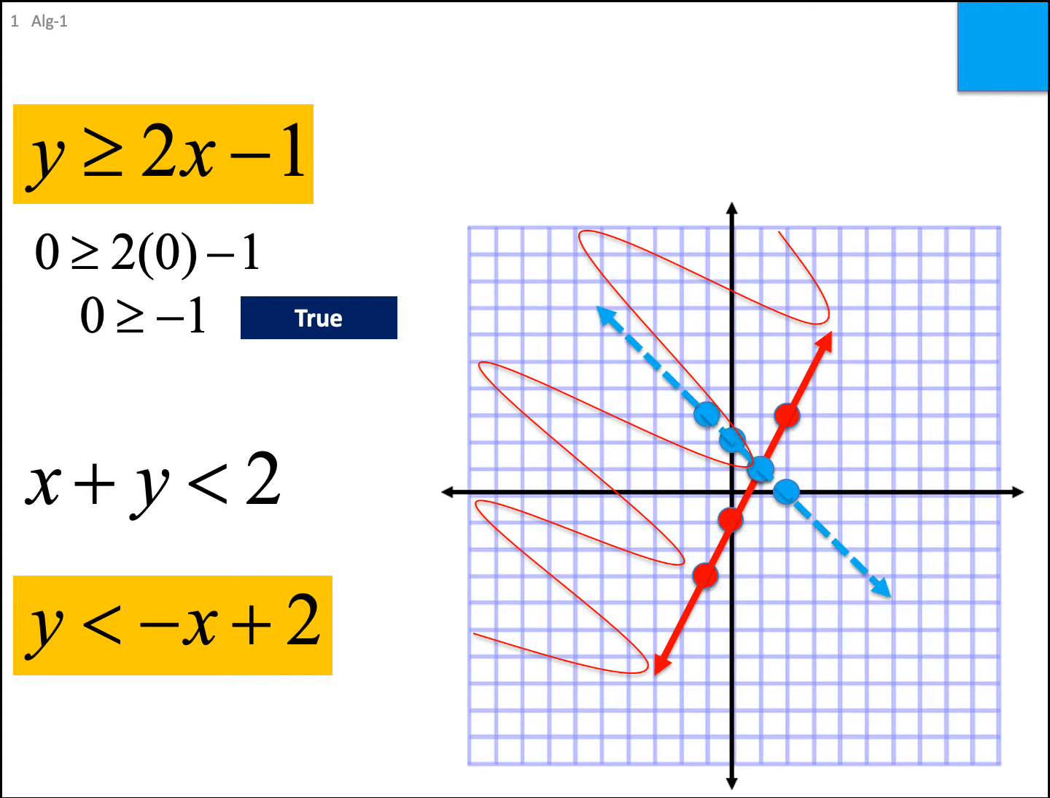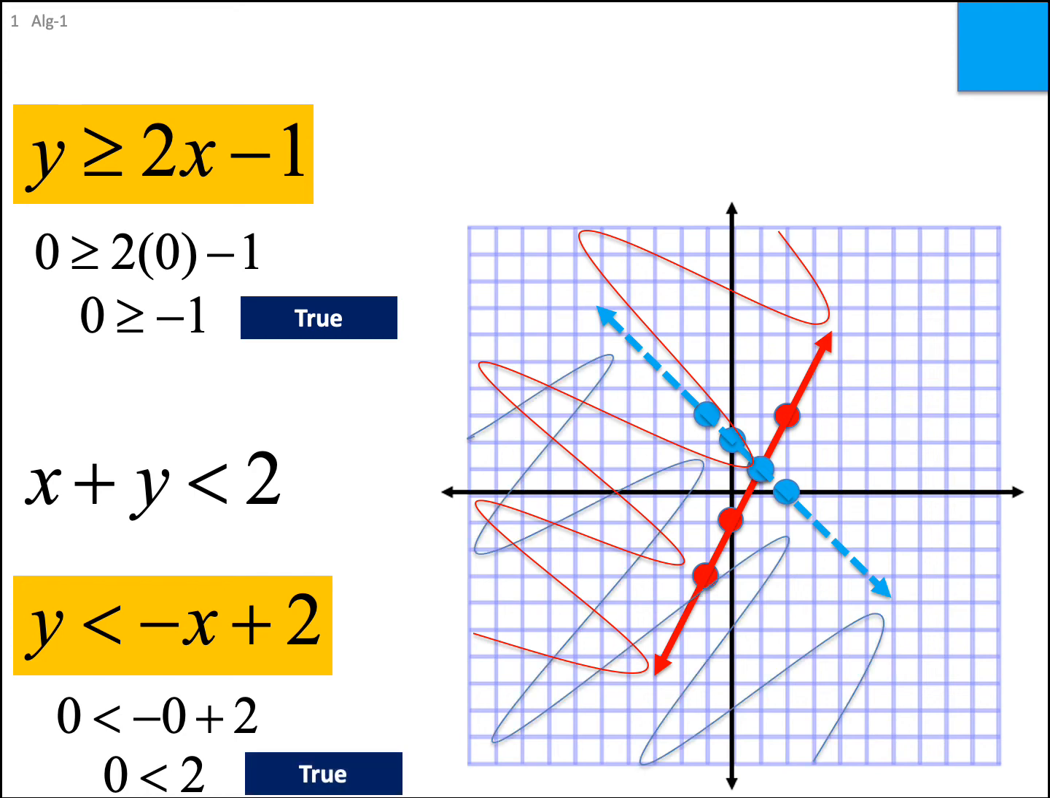That one's going to be a dashed line, and notice I can still pick 0, 0. Because blue doesn't go through 0, 0. So let's throw in a 0, 0, and 0 is, yes, smaller than 2. So where's the shaded region where 0, 0 lives? In other words, right there.